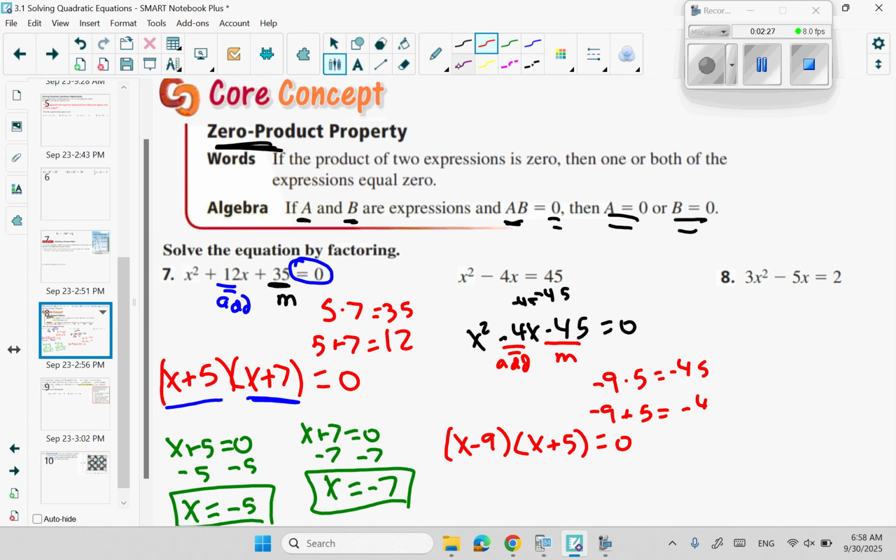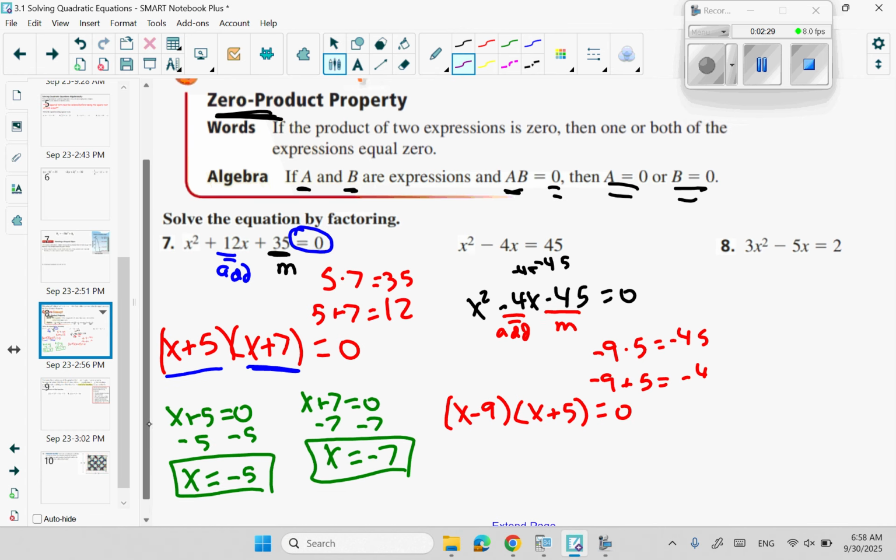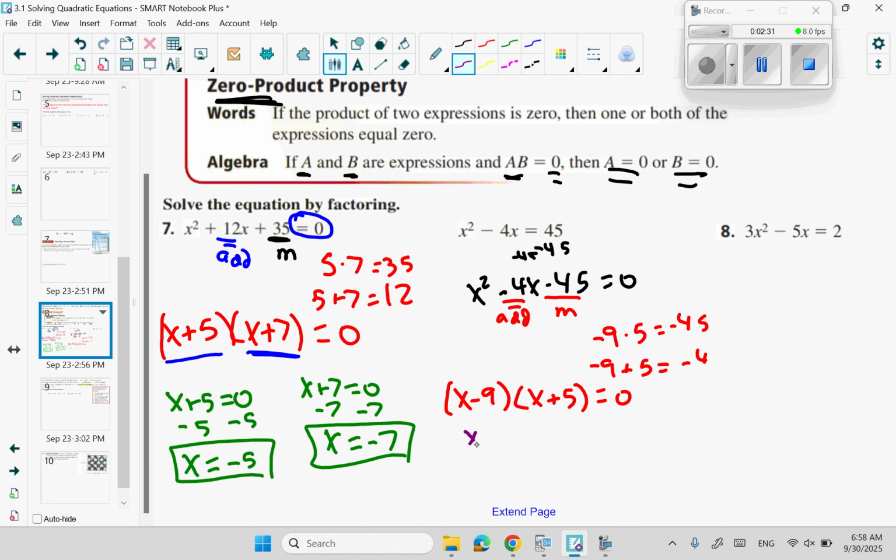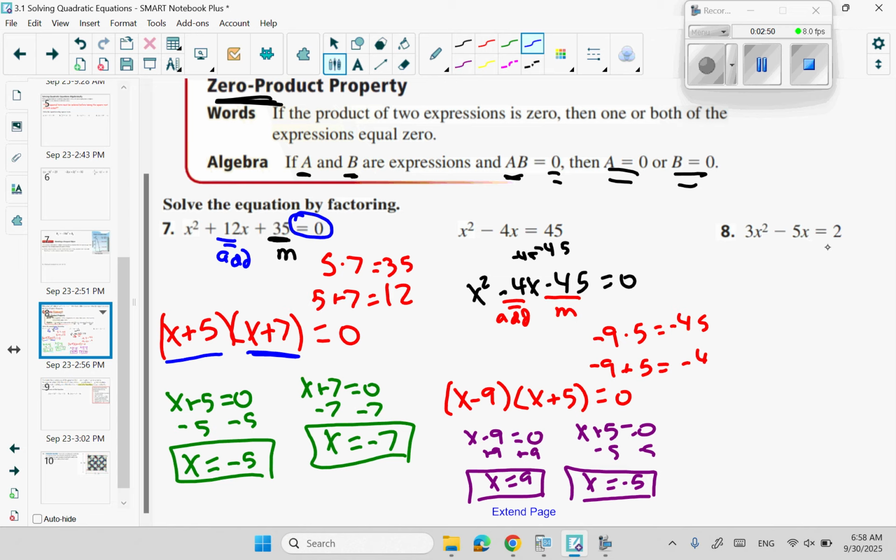And then, like I said, the new step today, set both of those parentheses equal to 0. So x minus 9 equals 0, and x plus 5 equals 0. Plus 9, x equals 9, minus 5, x equals negative 5. Over here, we would minus the 2 first, because I want one side equal to 0.